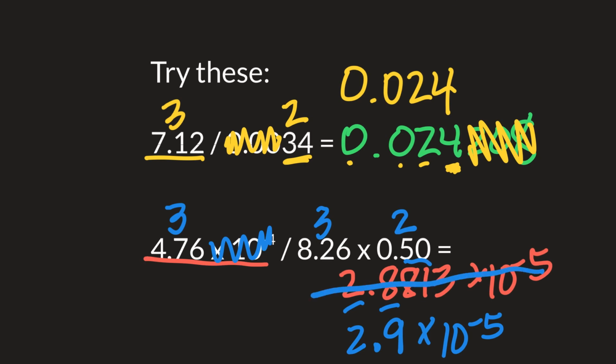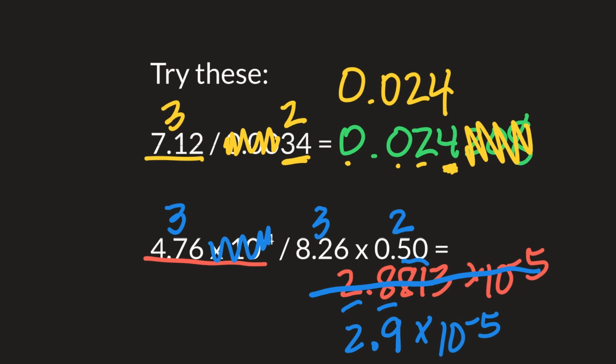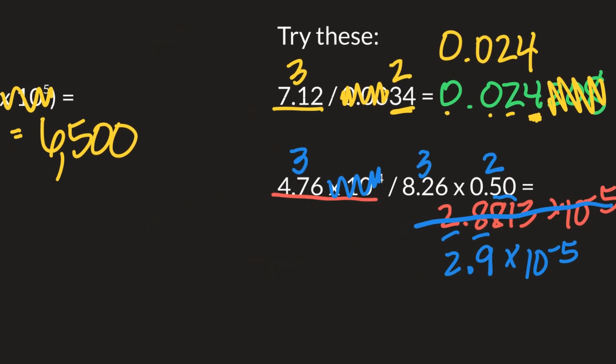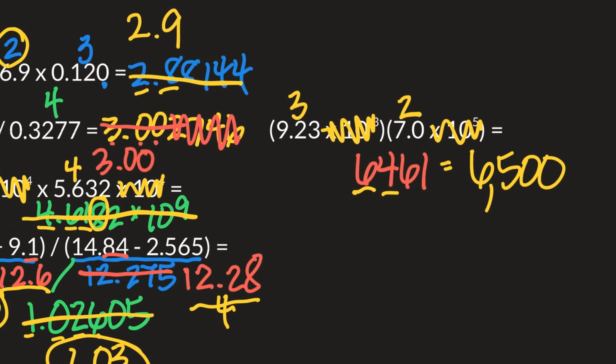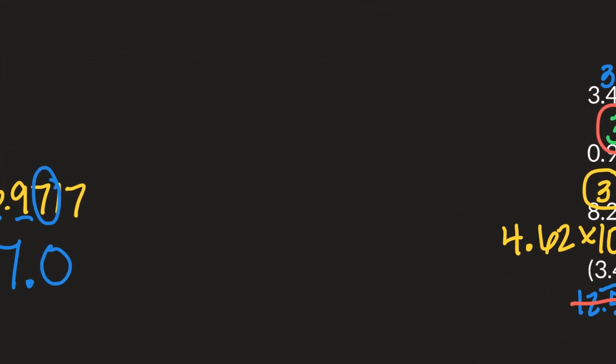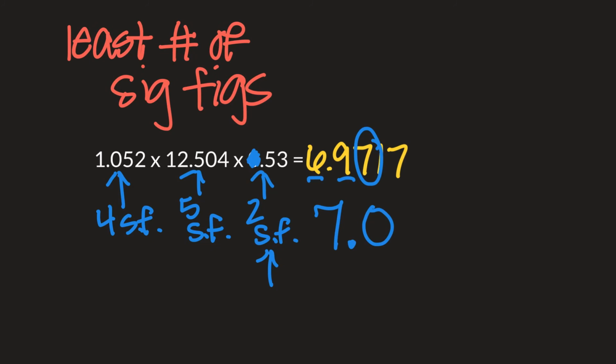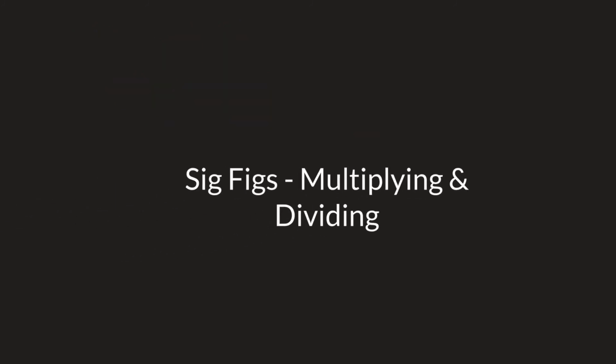So again, for multiplying and dividing, you are just going to count decimal places, go to the least amount of decimal places, and then for scientific notation, you just leave it in scientific notation and count decimal place, or sig figs. I keep saying, I'm sorry, I said that wrong. For multiplying and dividing, you count sig figs, go to the least number of sig figs, keep scientific notation the way it is, and count sig figs that way. It is so much easier. I hope that helped.